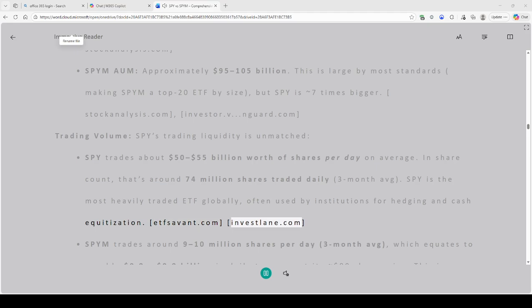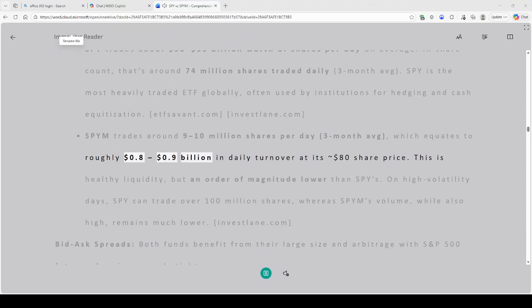SPYM trades around 9 to 10 million shares per day, 3-month average, which equates to roughly $0.8 to $0.9 billion in daily turnover at its $80 share price. This is healthy liquidity, but an order of magnitude lower than SPY's. On high volatility days, SPY can trade over 100 million shares, whereas SPYM's volume, while also high, remains much lower.